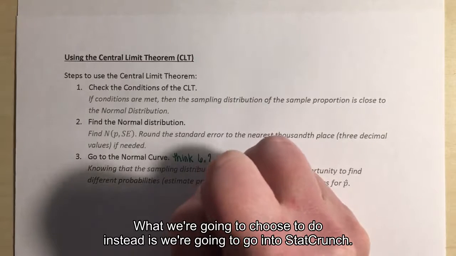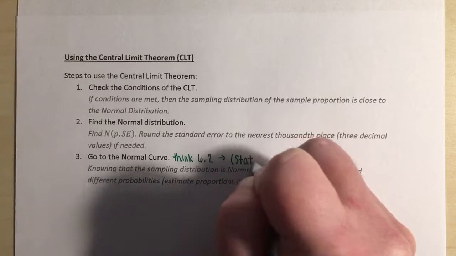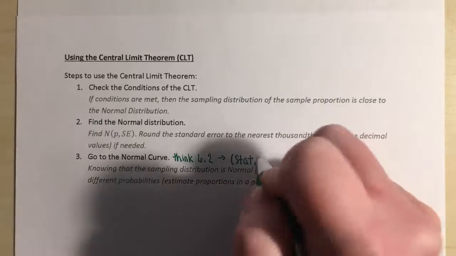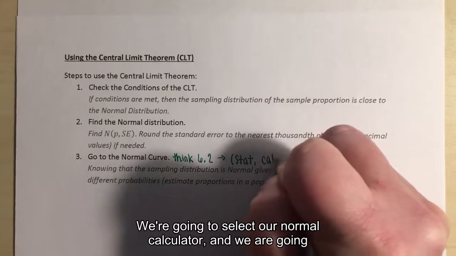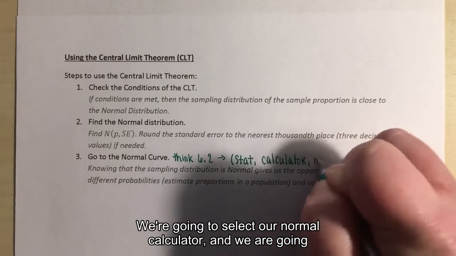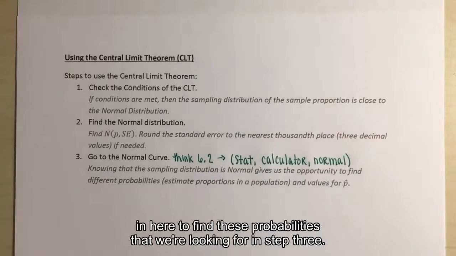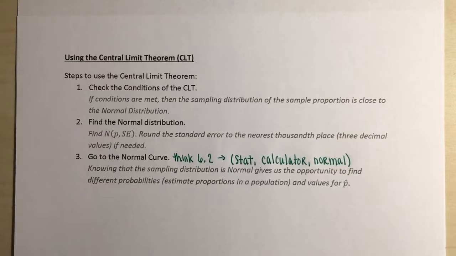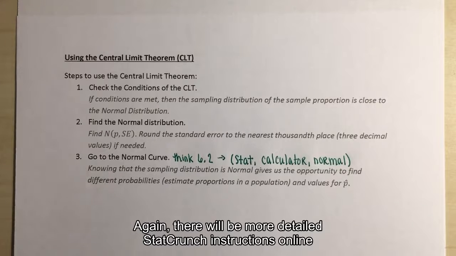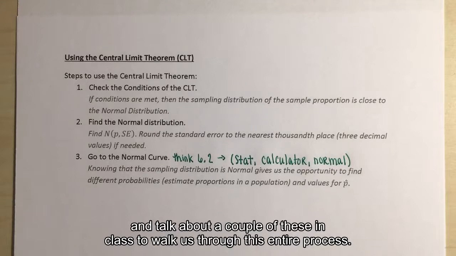So what we're going to choose to do instead is go into StatCrunch. We're going to use Stat, and we're going to select our normal calculator. And we are going to go through and enter our values in here to find these probabilities that we're looking for in step 3. Again, there will be more detailed StatCrunch instructions online, and I will go through and talk about a couple of these in class to walk us through this entire process.